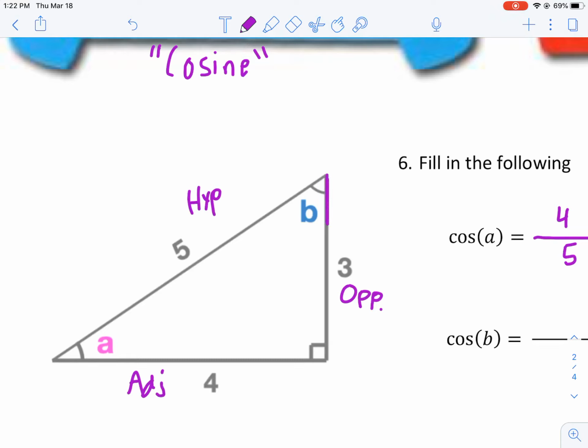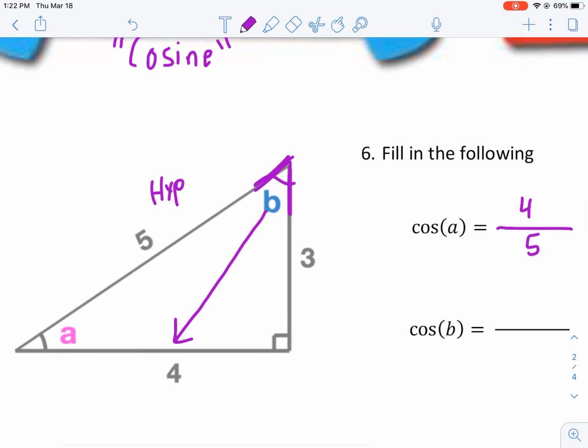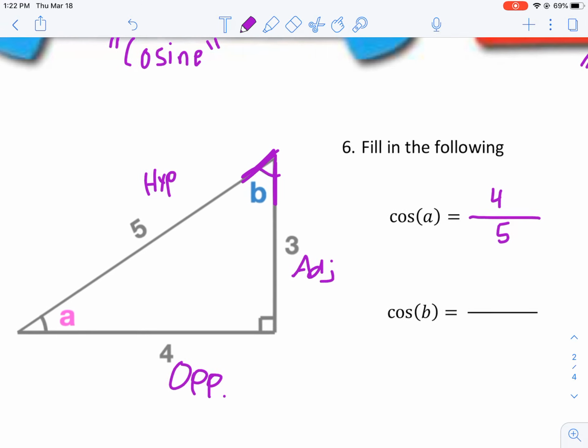If we're focused on angle B, now the sides are not the same. Hypotenuse is the same. This is always the hypotenuse. It's across from the right angle. But now, if we look directly across from B, we're pointing at 4. So now, 4 is opposite, and 3 is adjacent. 3 is the one that's next to B. So you gotta make sure you know what angle you're looking at and make sure you know what the sides are in comparison to that angle.